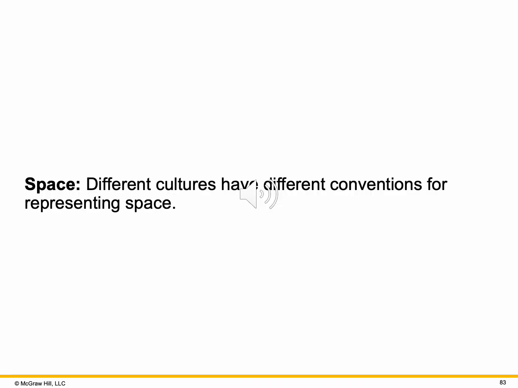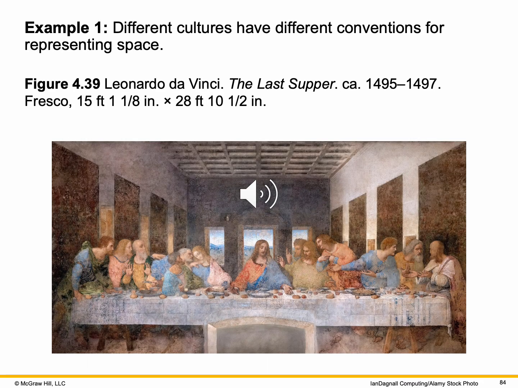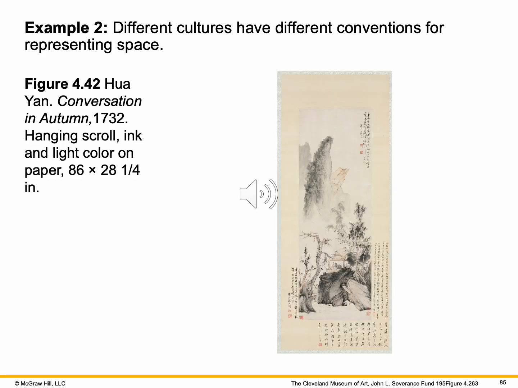Space. Different cultures can have different conventions for representing space. As you look at this painting by the Italian painter Da Vinci, what conventions do you see for representing space? And how does that contrast with some of the other examples we've seen? Contrast this work with the work we just viewed. What conventions are used here to represent space?